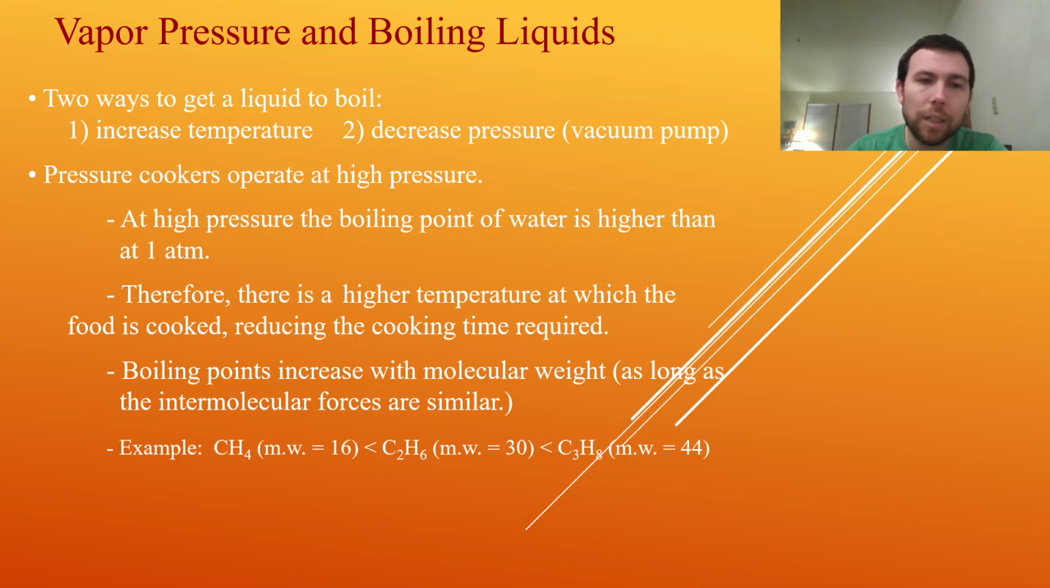For example, when you look at methane, ethane, and propane, methane has a much lower boiling point than ethane, which has a much lower boiling point than propane. Again, we're seeing it from that weight perspective. It has to do with the intermolecular forces. The London dispersion forces in C3H8 are stronger than in CH4, so we get that increase in the boiling point. That makes sense.